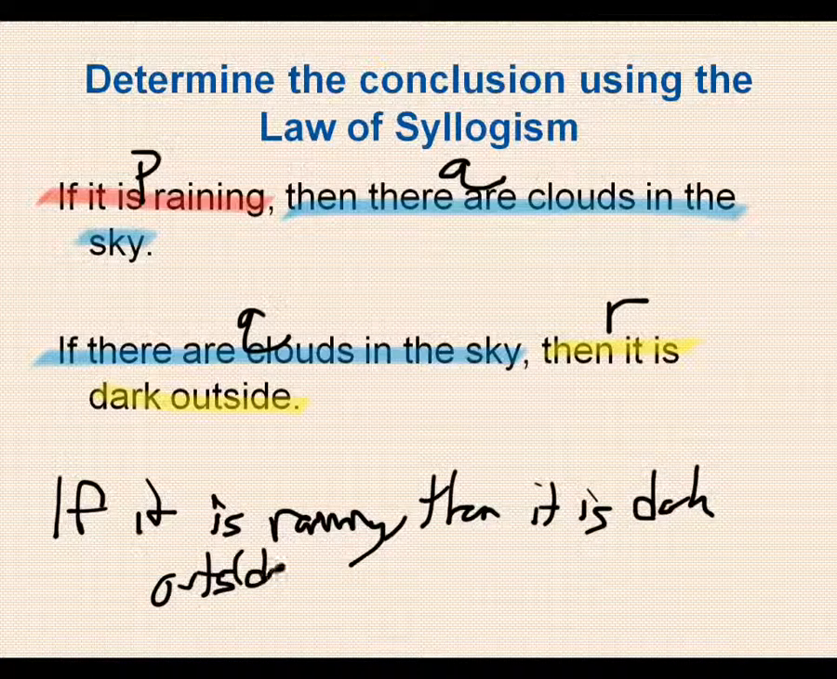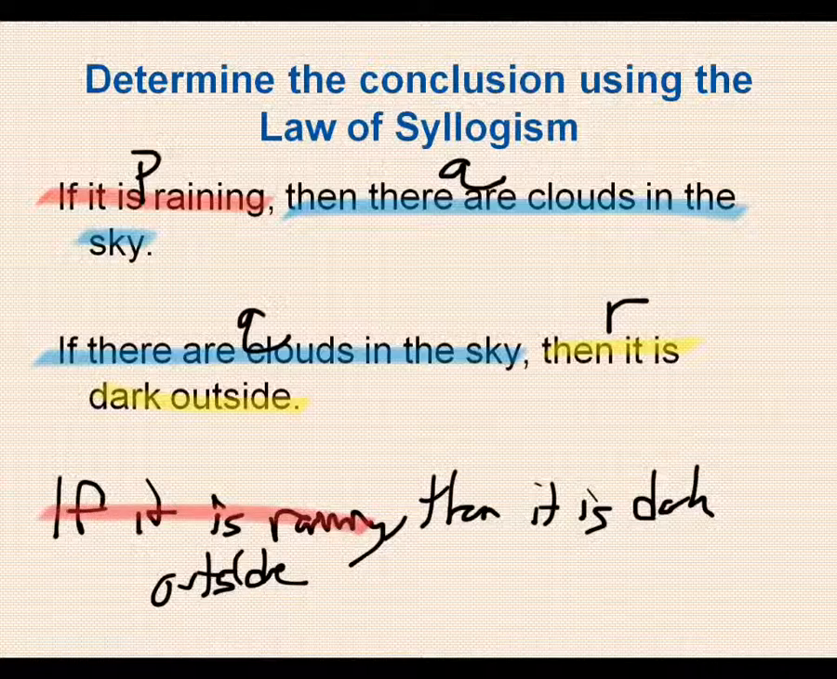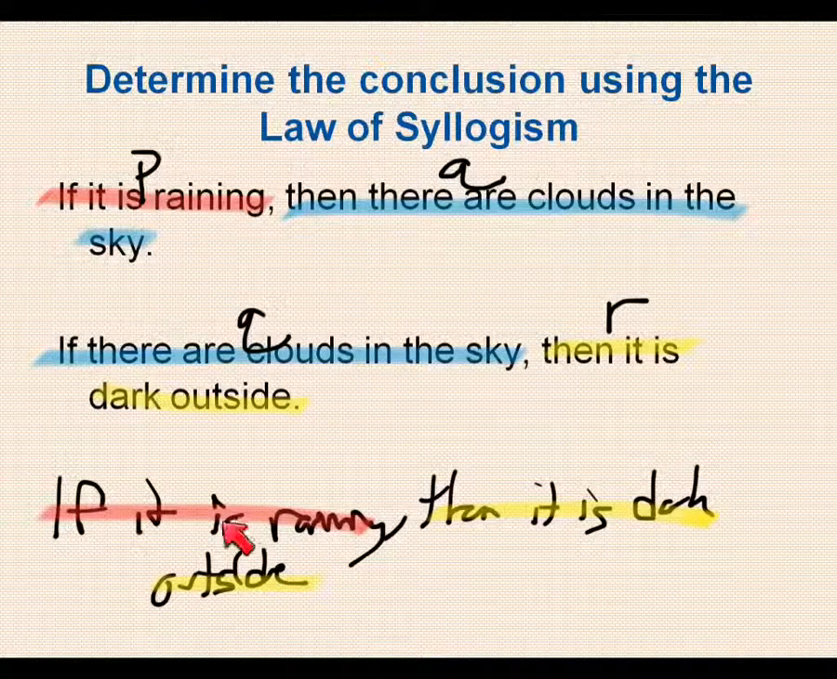Okay. Again, that was statement P and statement R. If it is raining, then there are clouds in the sky. If there are clouds in the sky, then it's dark outside. Therefore, if it is raining, then it is dark outside. This is an example of the law of syllogism.